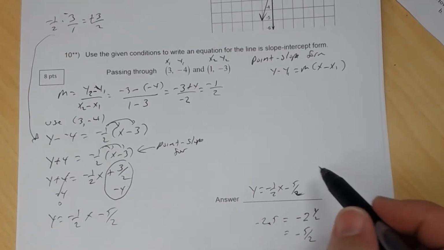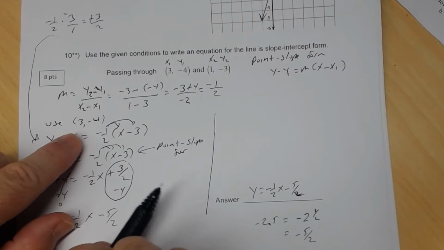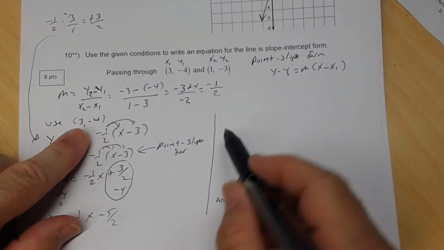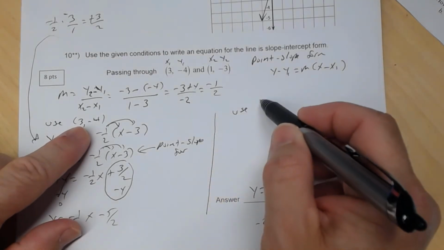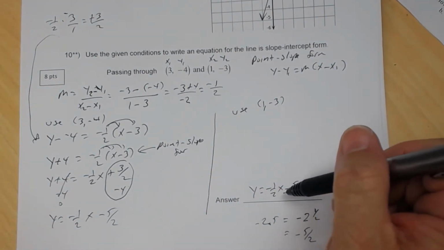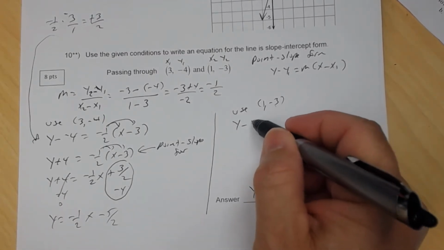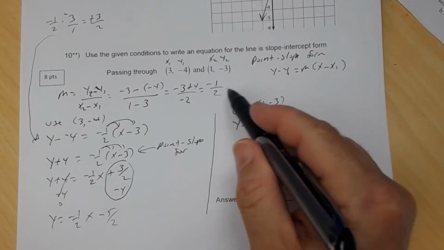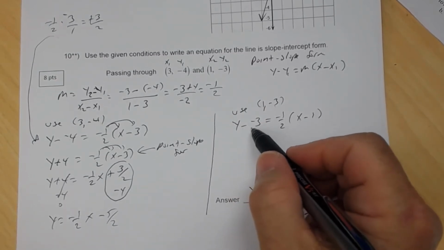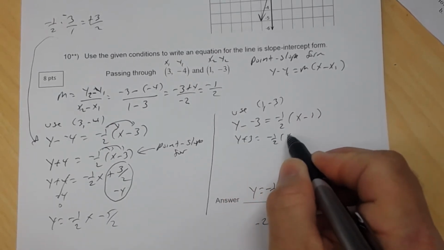Okay? Now, remember, it does not matter which point you use. I got this answer using this point. If you wanted to use the other point, 1, negative 3, you will still get the same equation. So you get y minus the y coordinate, which is negative 3, equals the slope, which we said was negative 1/2, times x minus 1. Now remember, y subtract negative 3 is y plus 3, equals negative 1/2 times x minus 1.